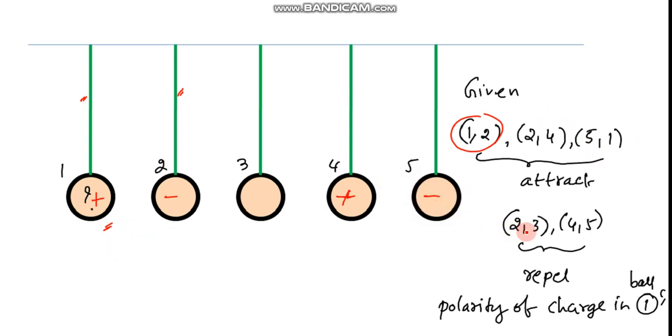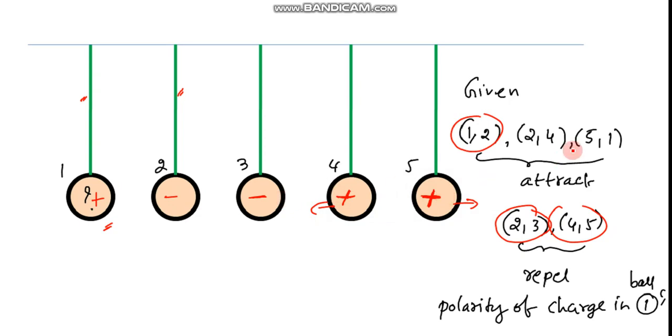Now what about 2 and 3? 2 and 3 must repel. That means 3 will be negatively charged, so there will be a force of repulsion. And next, 4 and 5 must repel. That means it is not possible to have negative charge here. What happens if you consider negative charge? 4 is taken as positive, therefore if you consider 5 as negative, they attract. But there must be a force of repulsion between these two. Therefore, 5 must be positive.